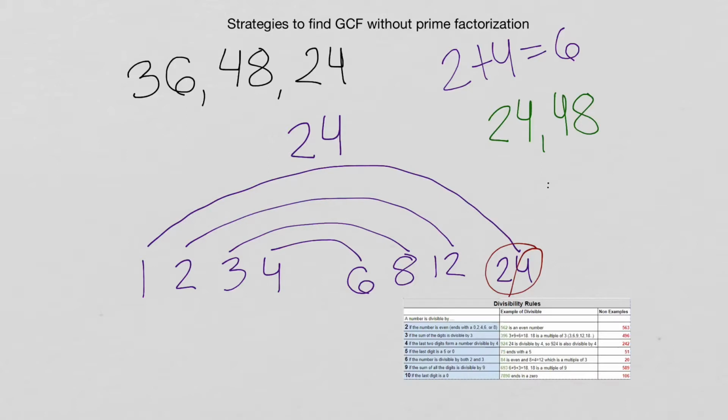So I go to the next factor, which is 12. 12 times 3 is 36. 12 times 4 is 48, and 12 times 2 is 24. Because 12 is a factor of all three numbers, and it's the largest, then it is my greatest common factor.